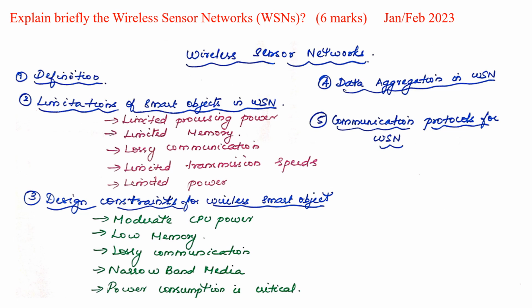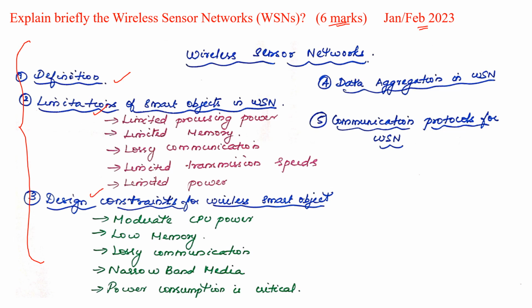So the question is: explain briefly the wireless sensor networks, which was asked for 6 marks in Jan-Feb 2023. So we have to shorten the answer for 6 marks. I have made an overall picture of the topic. We have 5 main points, starting off with the definition, limitations of smart objects in WSN.